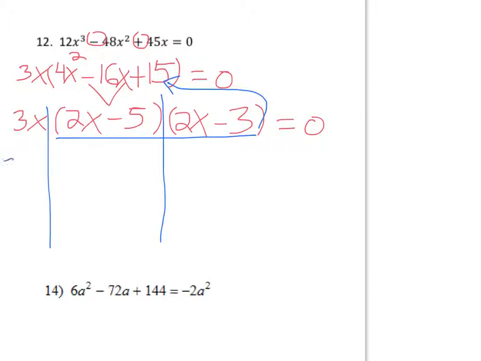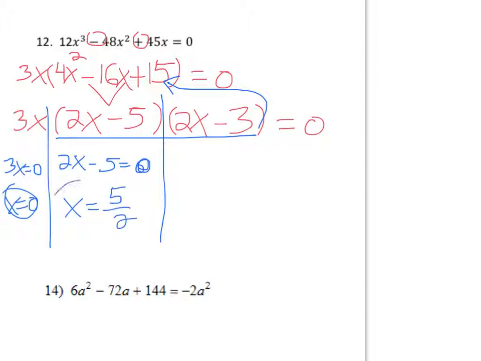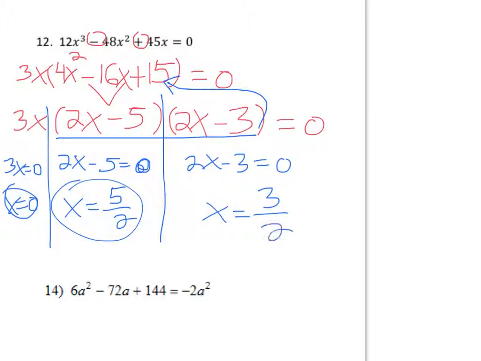set all of them equal to 0. Now if I set 3x equal to 0, well that's just going to be 0, because 3 times 0 is 0. If I set 2x minus 5 equal to 0, well that would be a two-step equation. You would add 5 to 0 and then divide by 2. So this x would be 5 halves. And then for the last one, set 2x minus 3 equal to 0. That's going to be two steps. Add 3 and then divide by 2. So x is going to equal 3 halves. So this is one where we ended up with 3 answers, or 3 zeros, or 3 roots.